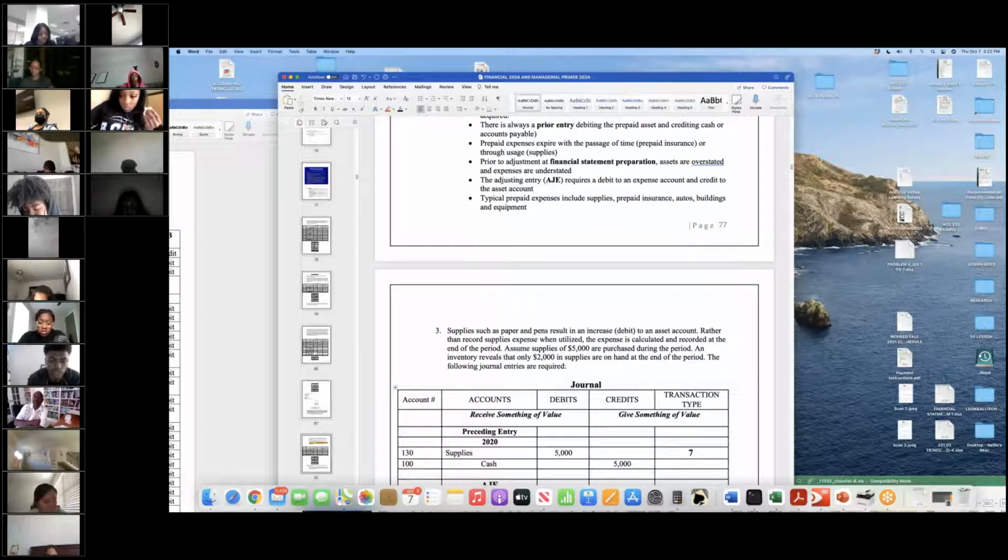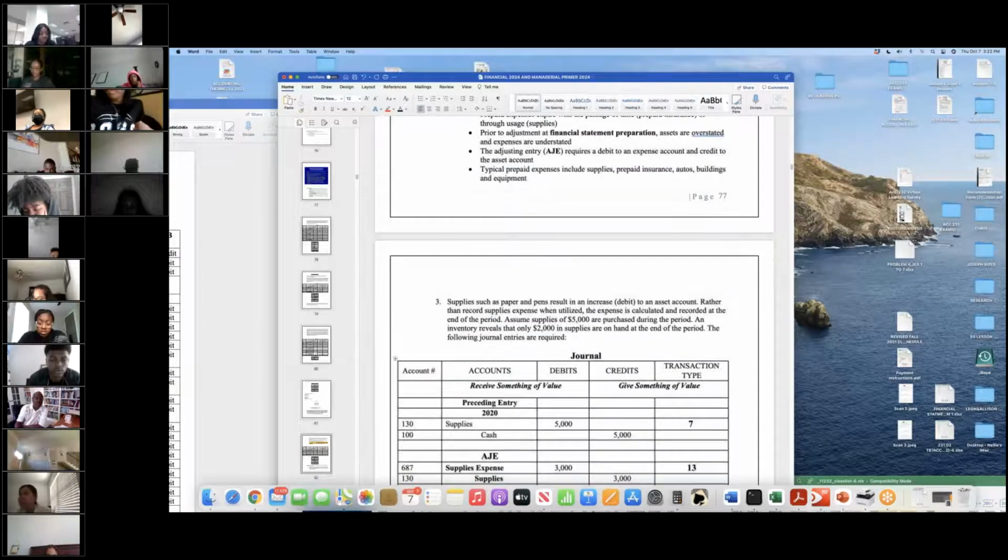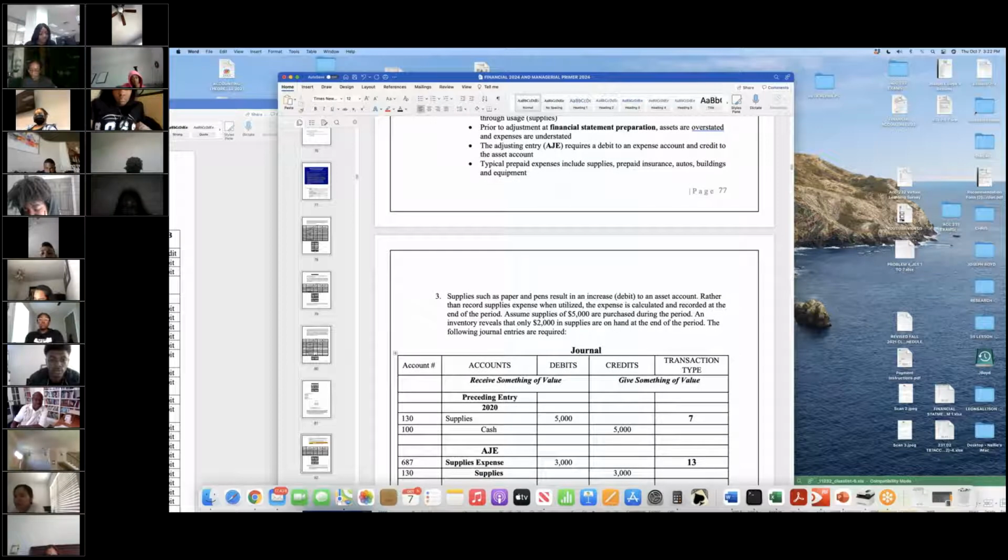Would you do supply expense for 3,000 and then credit the supplies? That's correct. So that's an adjusting entry. I think that may be 13. And so once we do that, then what? There's no longer 5,000 in the supplies account. How much is in the supplies account? 2,000. Are there any questions on that?